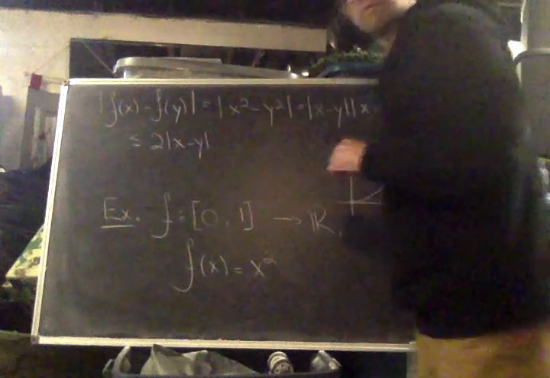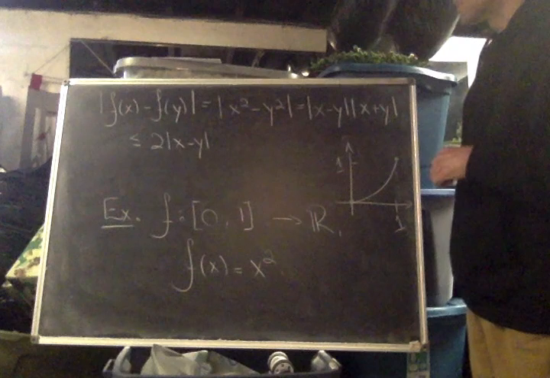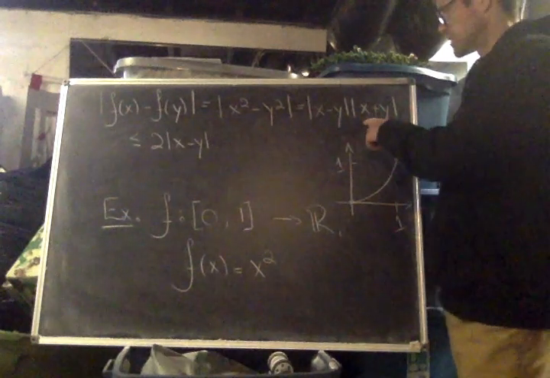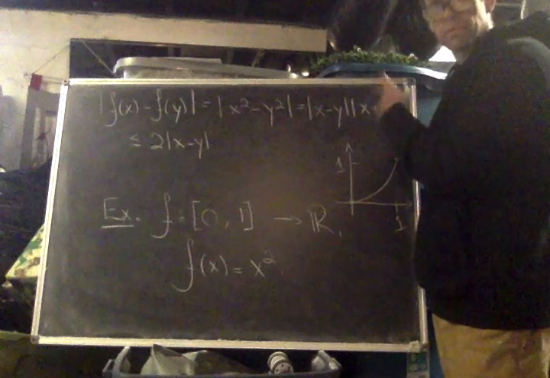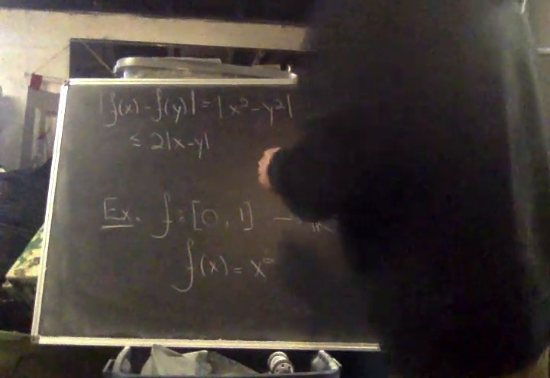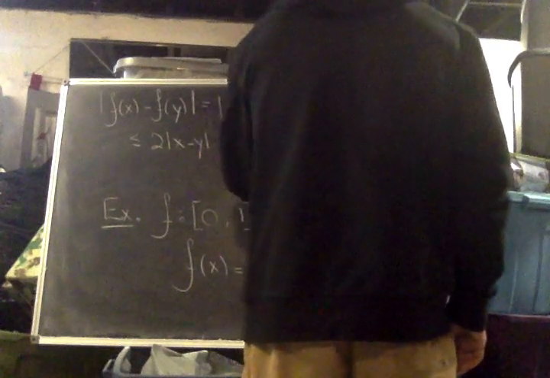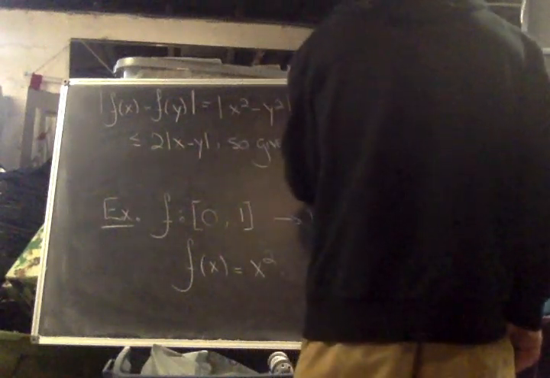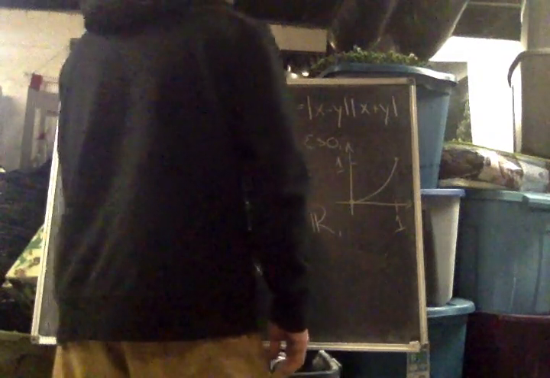2 times absolute value of x minus y, right? The biggest that either of these guys can be is 2. Or sorry, 1. Therefore, the sum cannot be bigger than 2. Okay? So that means, so given epsilon greater than 0, we would choose delta to be equal to epsilon over 2.